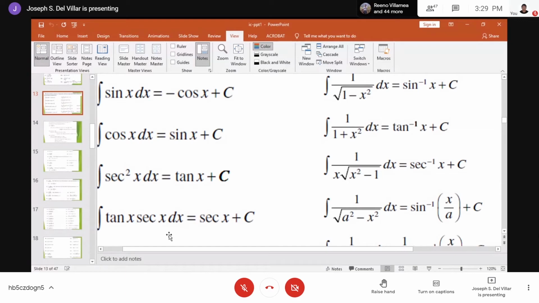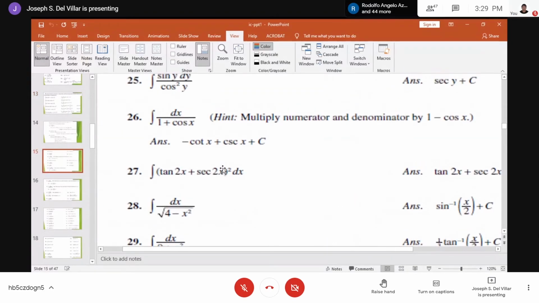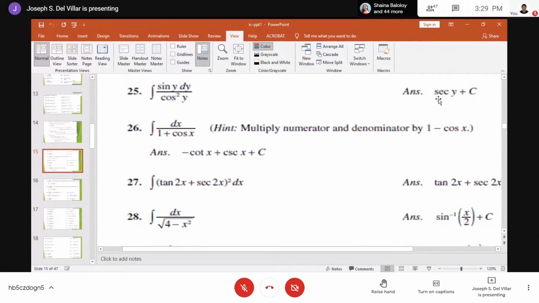Is now equal to secant of y plus c. Okay? Kaya nga it's very important for you to go back to differentiation of trigonometric functions as well as familiarizing also some of the trigonometric, if not all, trigonometric identities. Kasi yun yung ginawa dito.